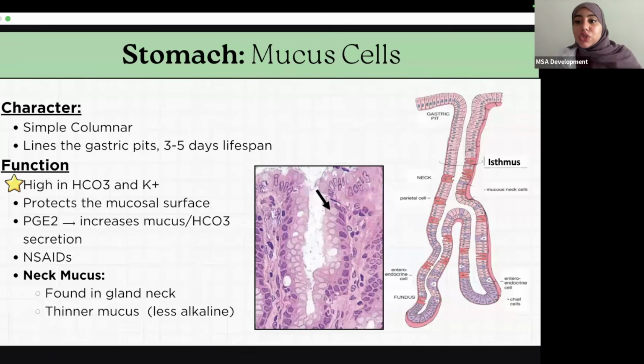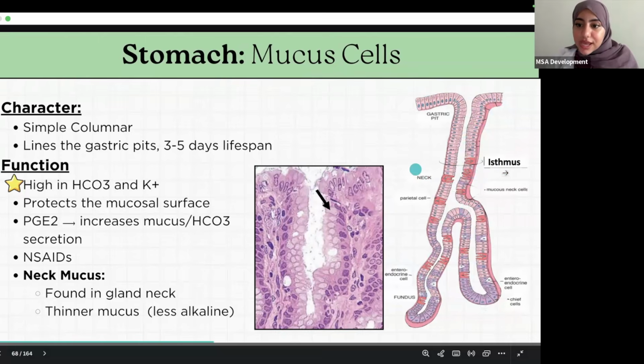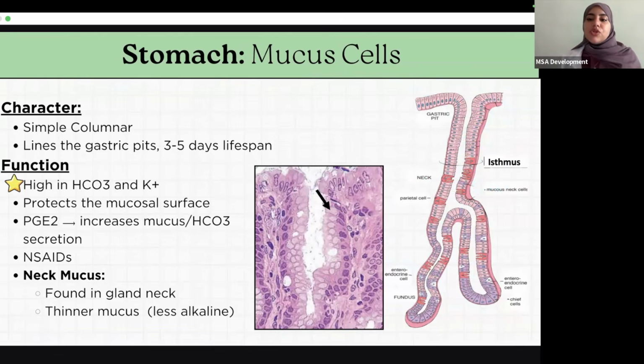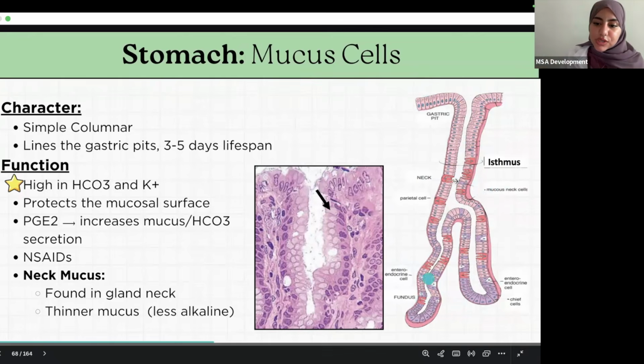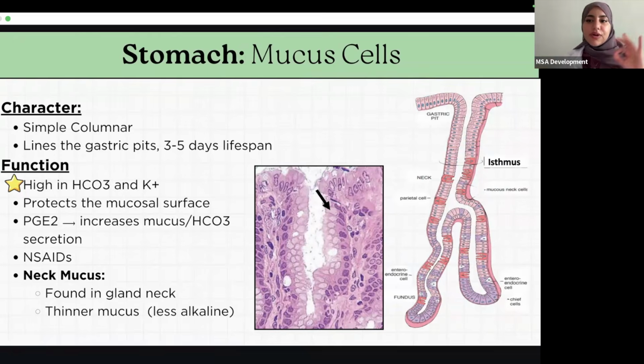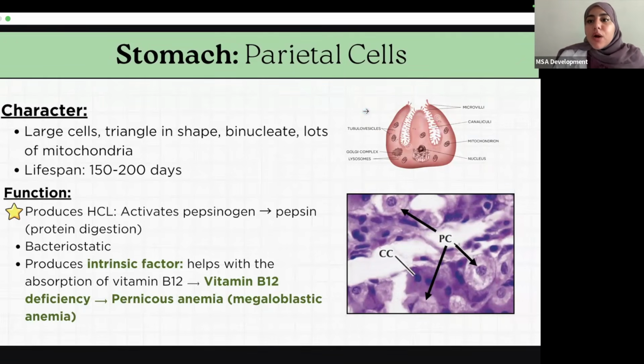Anyways, besides the mucus cells that are found on the lining, there's also some in the neck of the gastric gland. So this is the whole gland, and there's the neck. There's some found there to alkalinize, and there's a bunch of other cells here that produce some things. That's all you really need to know, that there are some found at the neck of the gastric gland.